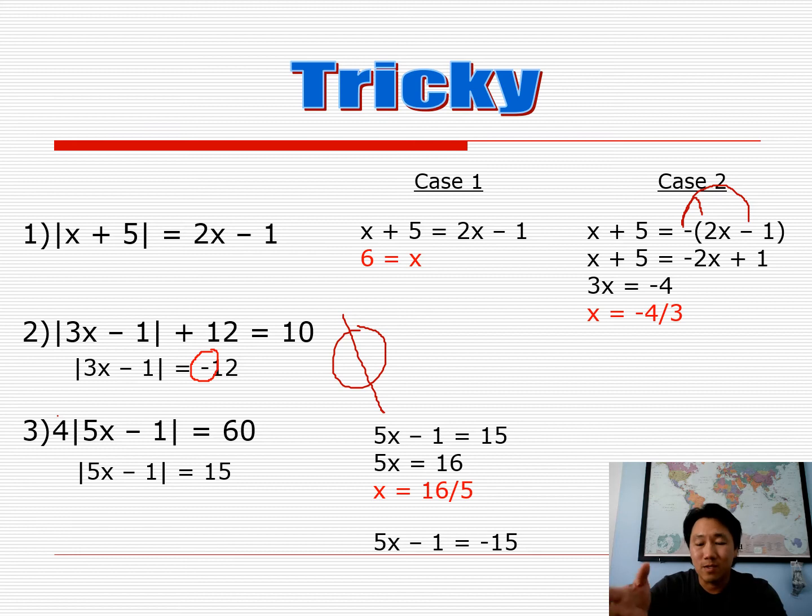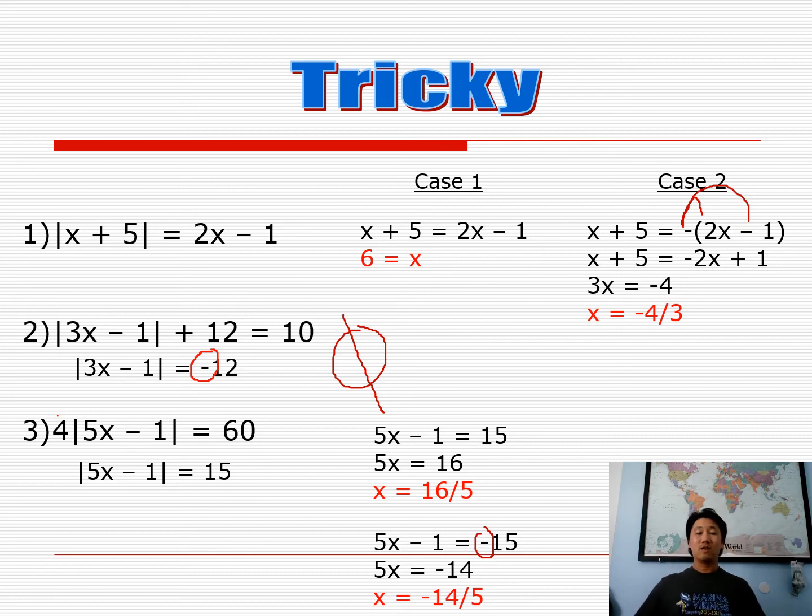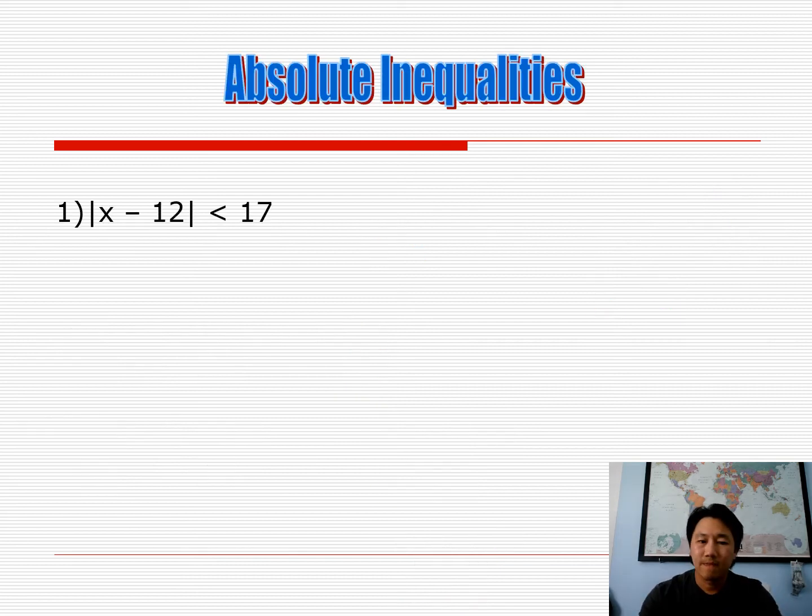I put it down here because my face was blocking it in the second case spot. But you write this same equation down, but this time you put in that negative 15. Add 1 to both sides, divide both sides by 5. There are your 2 answers. All right, so not that tricky, but still I needed to show you.